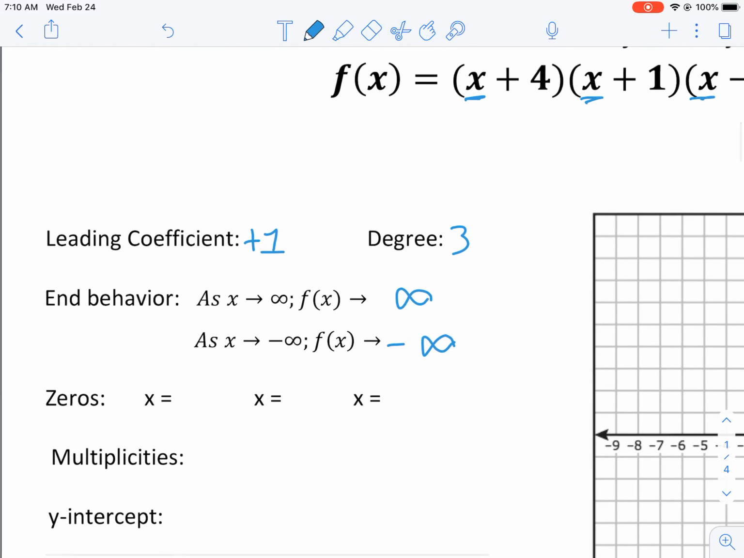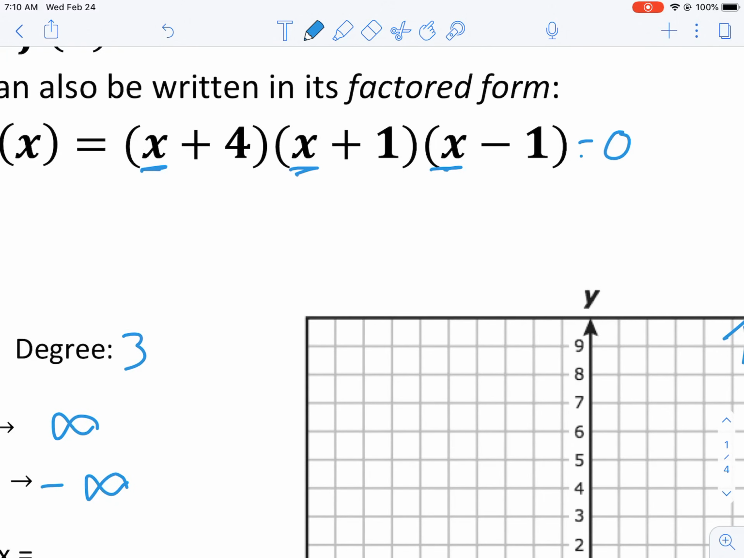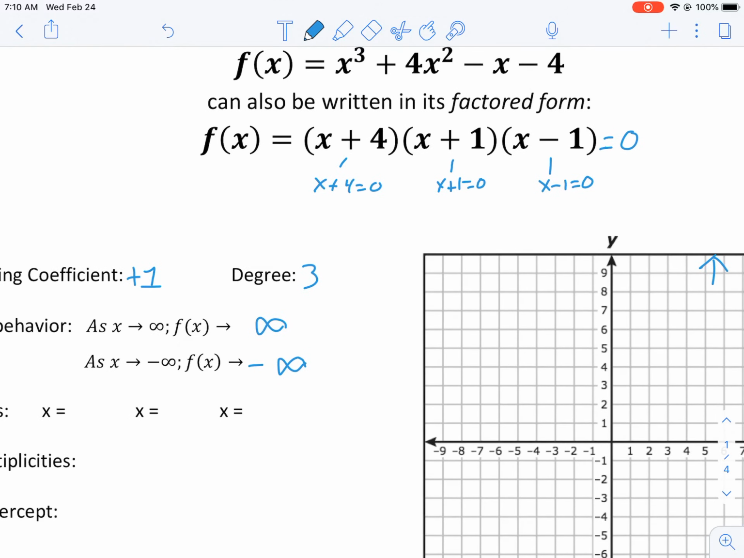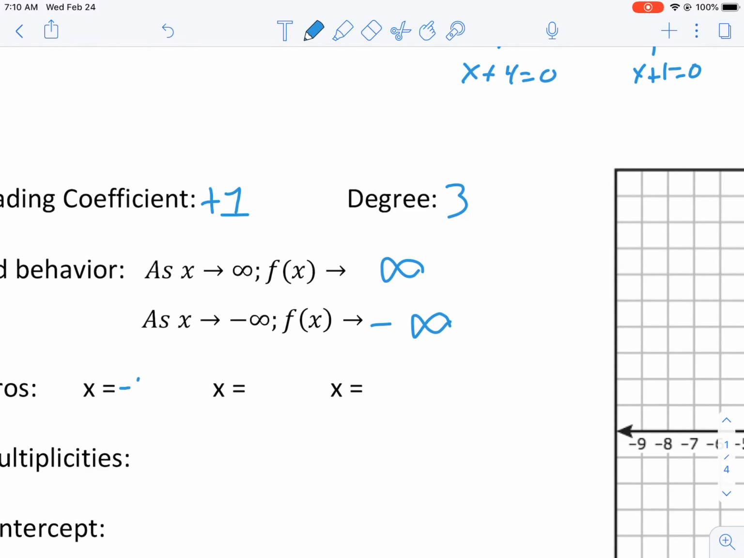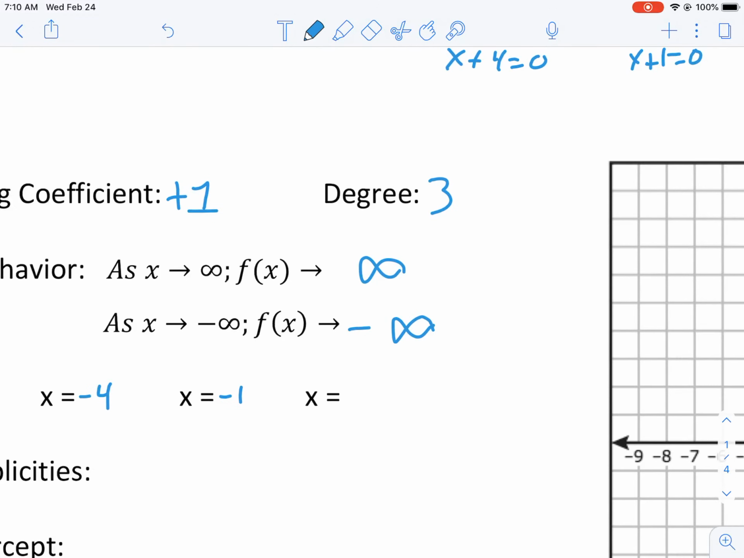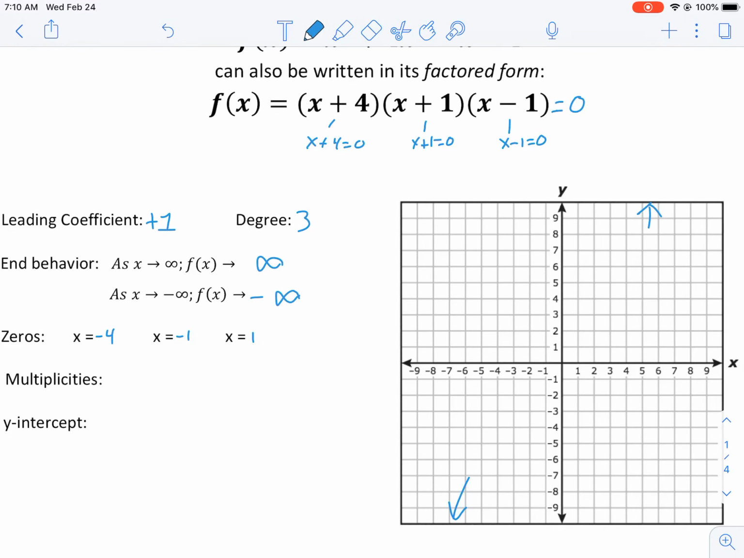Then we want to do the zeros, okay? If you remember how the zeros are found, when your equation is set equal to 0, you want to find out when each parentheses equals 0, right? And what it ends up being is just kind of the opposite. So the first one is x equals -4. The second one is x equals -1, and the third one is x equals 1, okay? So that's how you find the zeros.